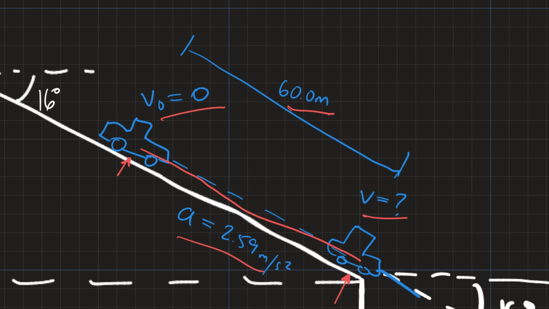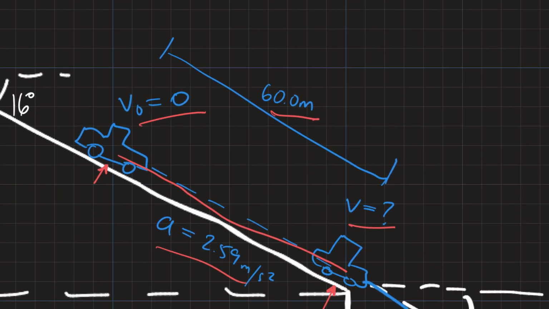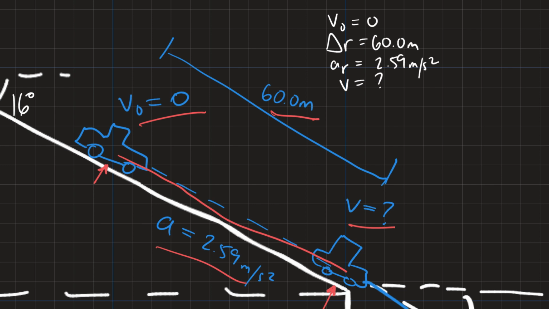Okay, so last chapter, we would have the initial velocity is 0. We've got the delta, I won't call this delta x because it's on an angle, so I'll call it delta r, is 60 meters. I know the acceleration in the r direction is 2.59 meters per second squared, and I don't know the final velocity, right? And I assume that that's what I want.